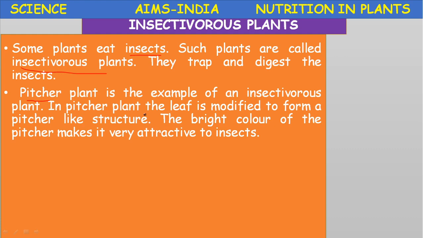In this plant, the leaf is modified to form a pitcher-like structure, a sac-like structure. The bright color of the pitcher makes it very attractive to insects. So this plant is also called Nepenthes.